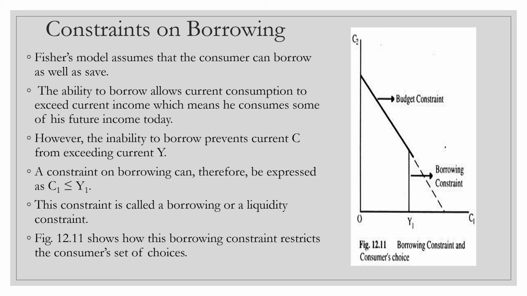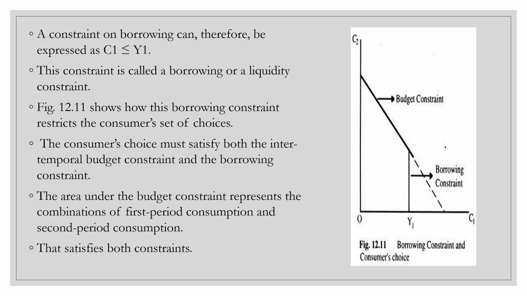A constraint on borrowing can therefore be expressed as C1 less than or equal to Y1. That means your consumption in period 1 would be less than or equal to your income in period 1. This constraint is known as a borrowing or liquidity constraint. In this figure, you can see how this borrowing constraint restricts the consumer's set of choices.